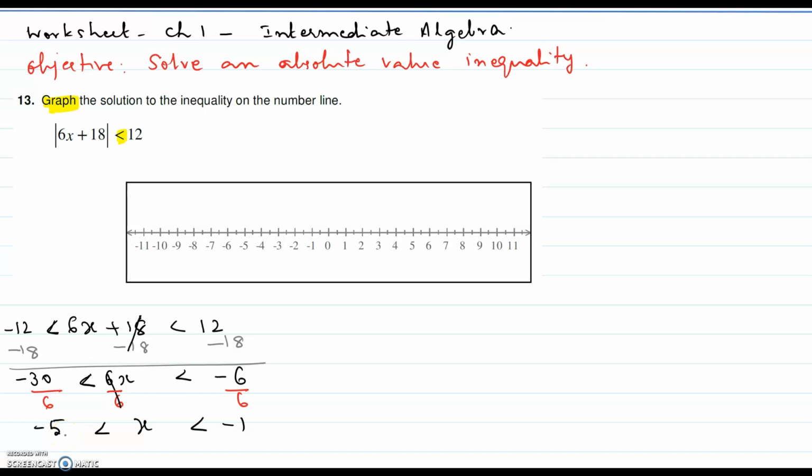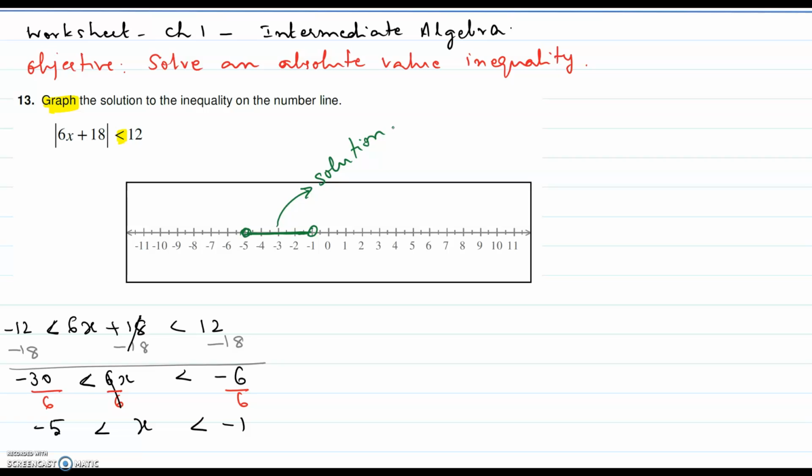So at negative 5, you place an open dot on the number line, and place an open dot at negative 1. Negative 5, negative 1 on the number line. Then you connect the values by an arrow. So that is the solution to the problem, the solution in terms of graphs: negative 5 through negative 1.